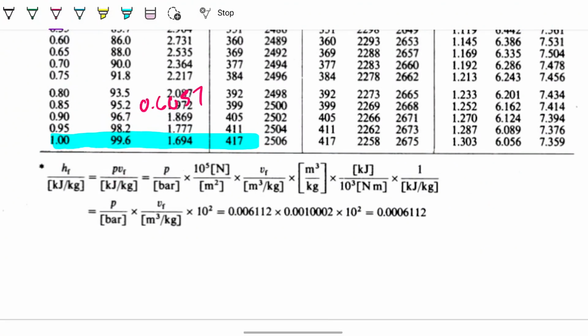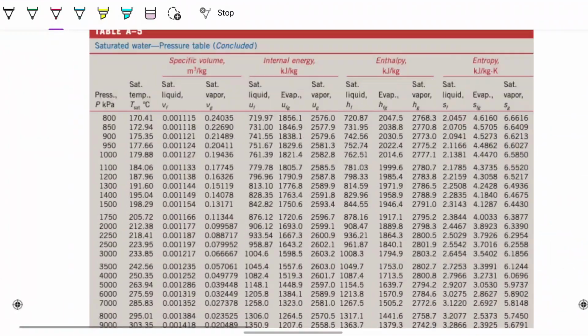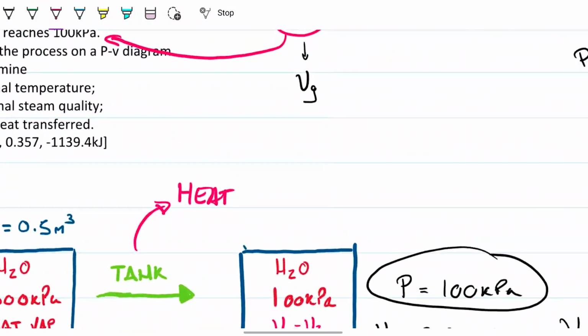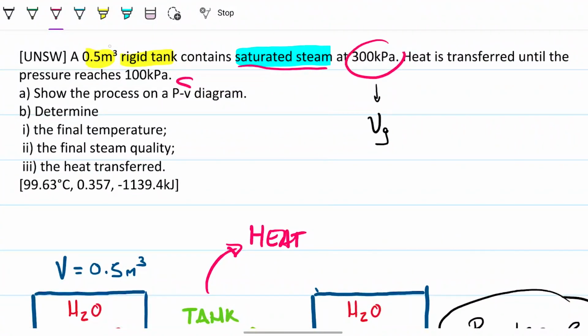Okay, so we can go ahead and say, where's our question? Here we are. The PV diagram is done. We've done that. What is the final temperature? Final temperature is 99.61 degrees Celsius.